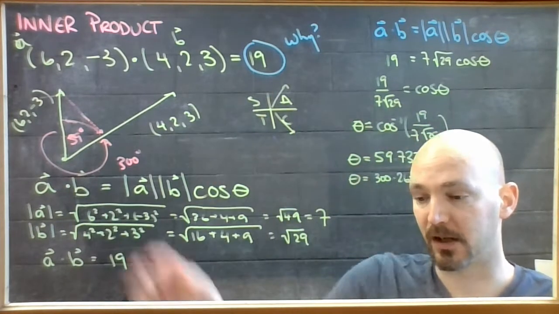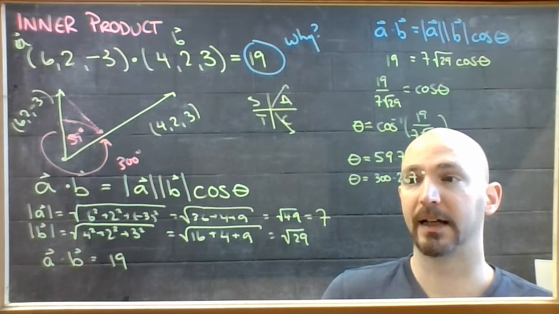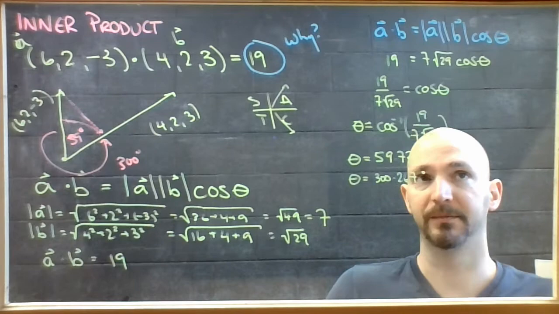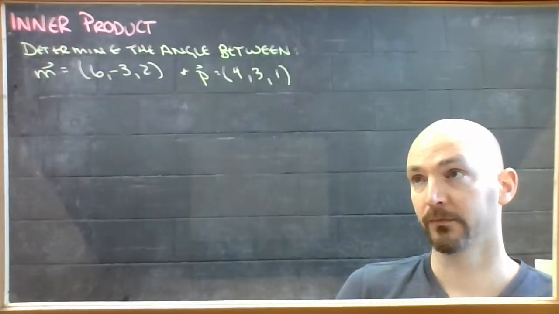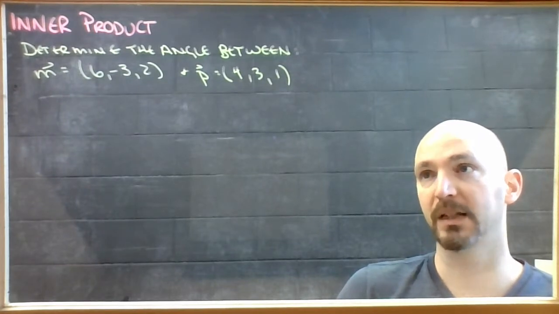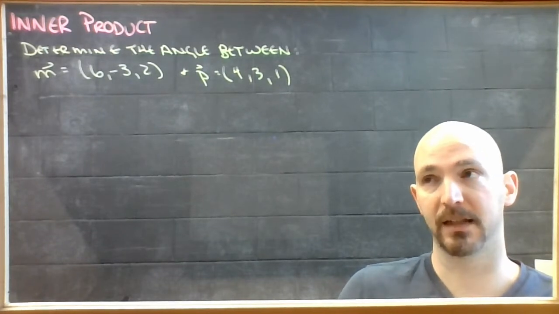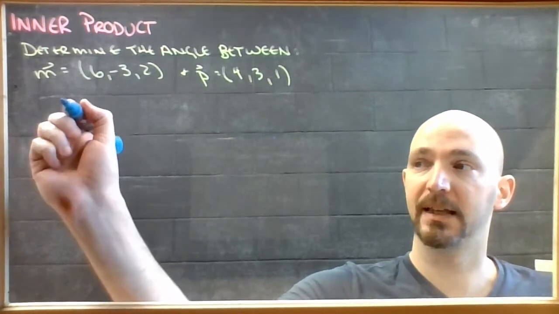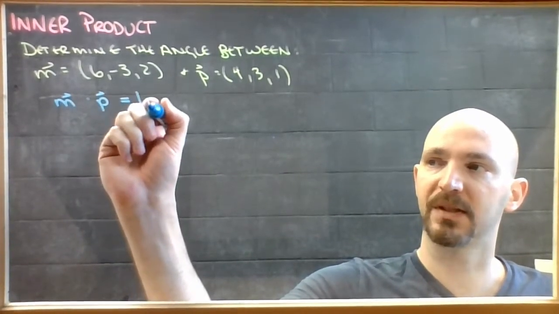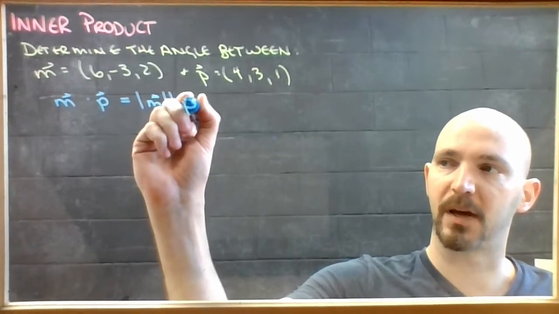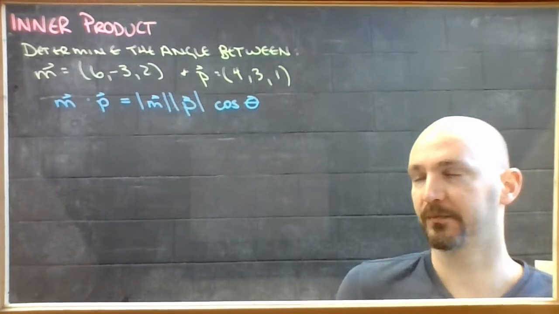All right, I'm going to clean this off. I'm going to do one more example of that that's a little more straightforward, top to bottom, and then we'll try going the other way. Okay, so determine the angle between this and this. So the tool I have that finds the angle between two vectors is the dot product of those two vectors equals the magnitude of the first, magnitude of the second, cosine the angle between them.